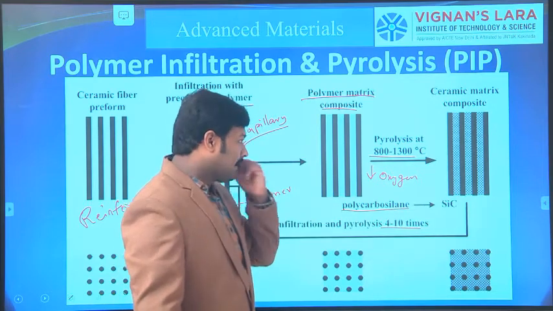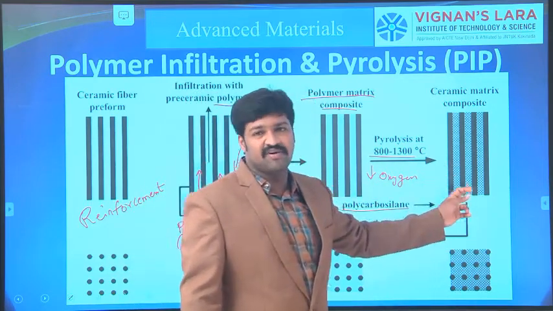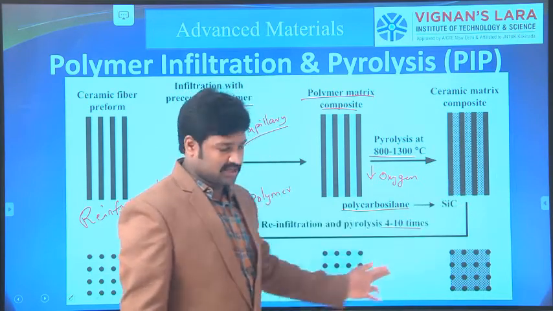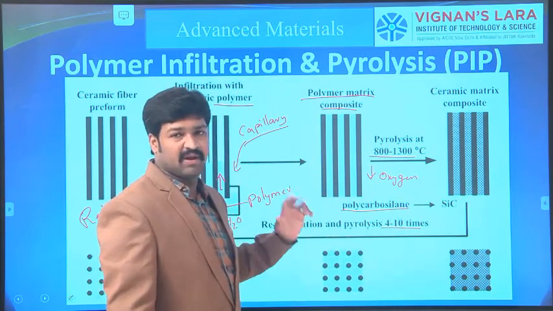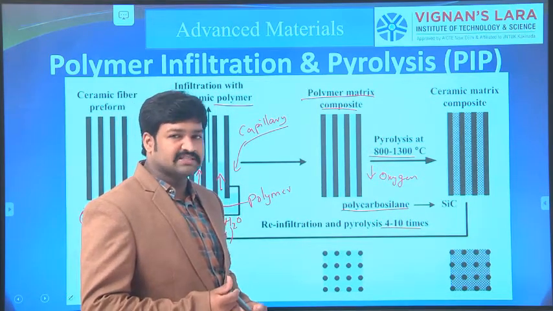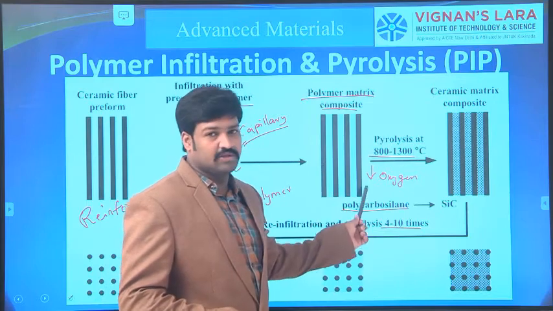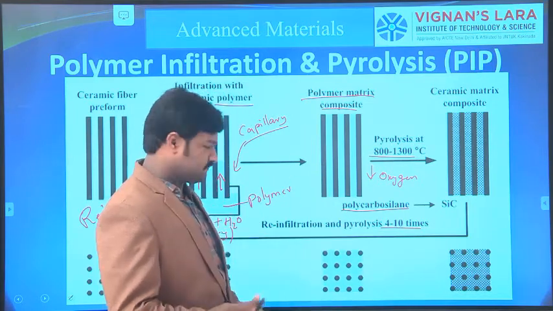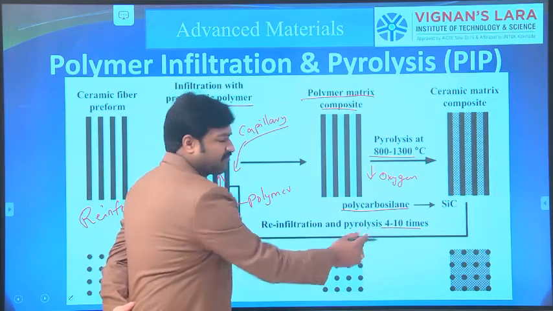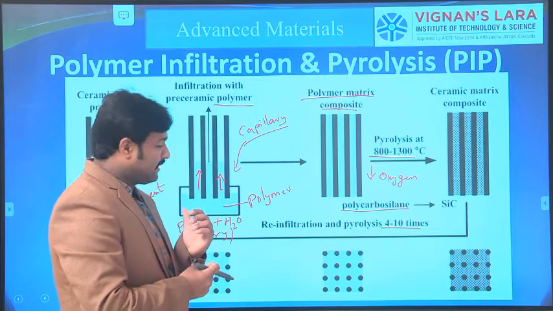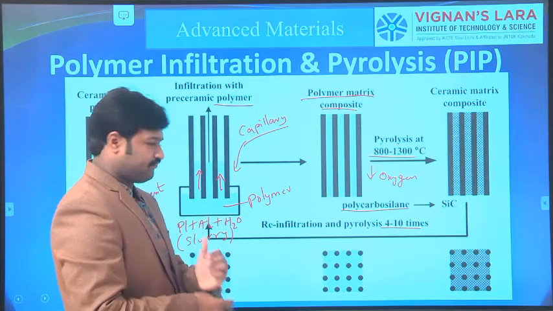After this, the deposition of our matrix will be very less. So to improve the volume fraction, the process can be repeated n number of times, depending upon the matrix material to be incorporated into the reinforcement. Generally it is 4 to 10 times. In some cases, it will be around 200 to 300 times also.